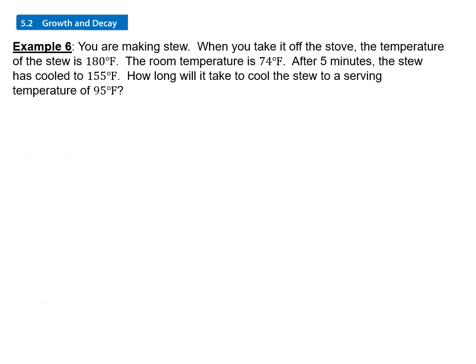You're making a stew. When you take it off the stove, the temperature of the stew is 180 degrees Fahrenheit. Room temperature is 74 degrees. After 5 minutes, the stew is cooled to 155 degrees. How long will it take the stew to cool to a serving temperature of 95 degrees?